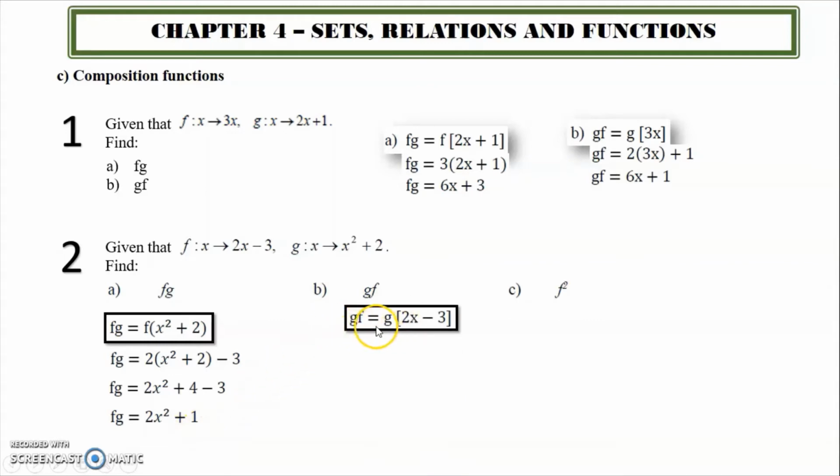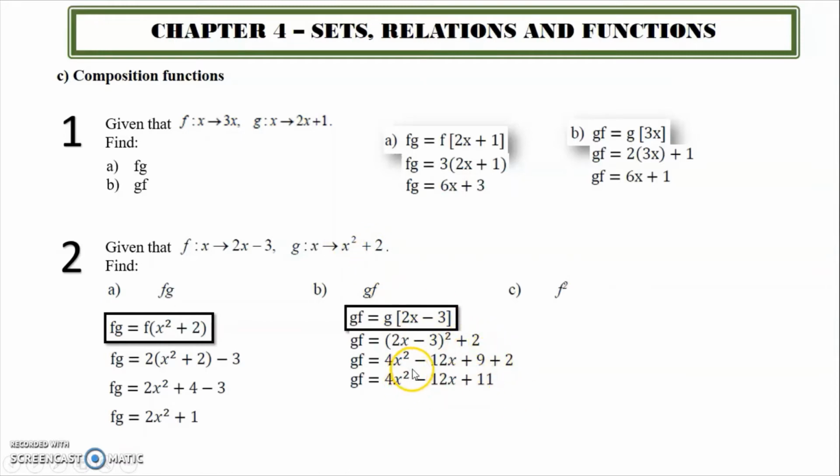Okay, gf, so salin balik g, gantikan f dengan function f(x), so 2x tolak 3, and then kena masukkan function 2x tolak 3 dalam g. So tengok function g, tak ada nombor, tak ada operation. So terus gantikan dengan function yang dalam bracket. So x ni gantikan dengan ni. So letaklah dalam bracket. And then square, follow je square dia. And then belakang dia ada tambah 2, so tambah 2.